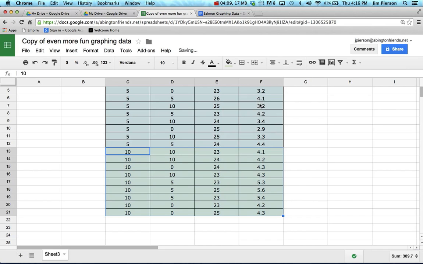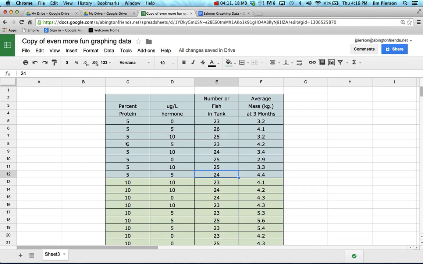Now, of course, the next thing to do here would be to label these things. I hope you remember how to do that. You put in a chart title, which would be, wow, what a great graph, blah, blah, blah. But we're not going to do that. You'd put in something along the lines of the effect of hormones on salmon growth with 5% protein. That might be an appropriate name for that.